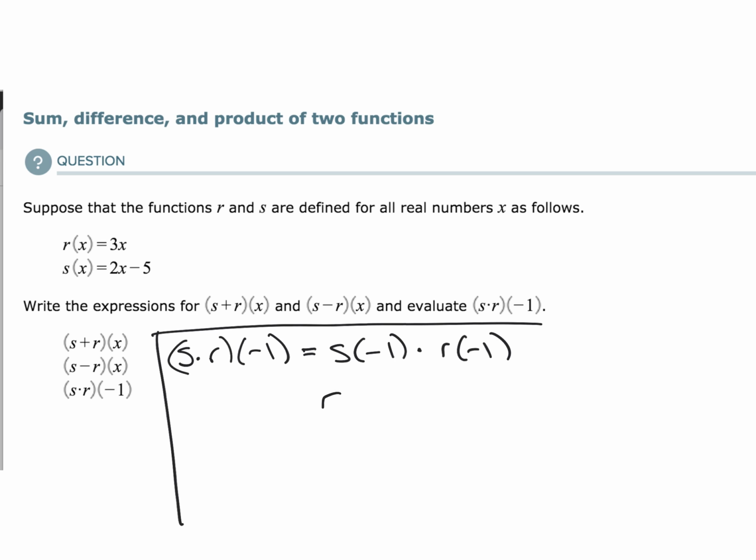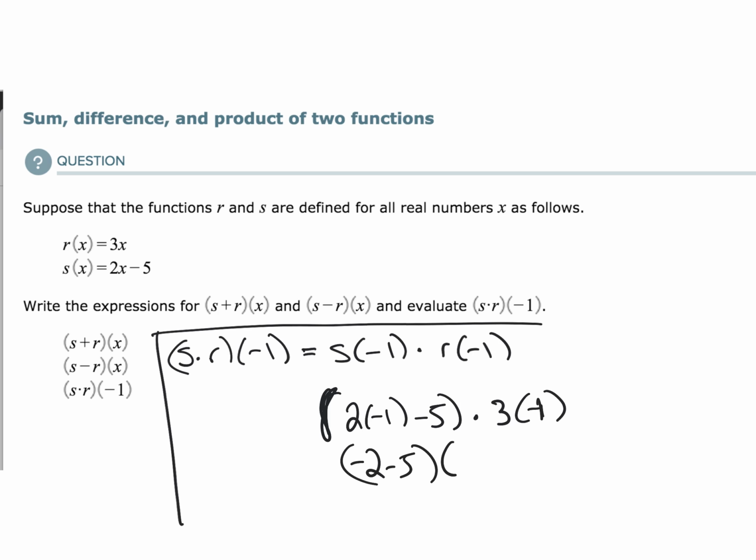So s of -1 is going to be, let's just put it like this, 2 times -1 minus 5, and then r of -1 is 3 times -1. So I get -2 minus 5 over here. 3 times -1 is -3. I'm multiplying, so notice what's being added and subtracted and what's being multiplied. This is a subtraction. So 2 times -1, that was multiplication, so I got -2. This is a subtraction. So this is -7, but then this is multiplication times -3. -7 times -3 is 21.